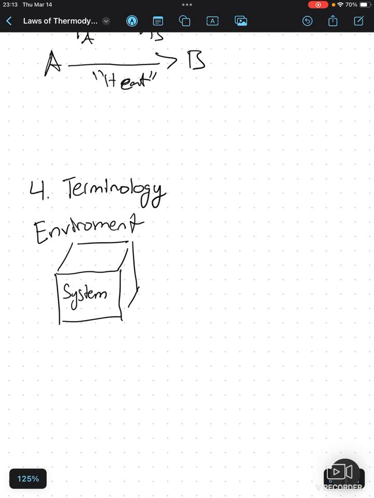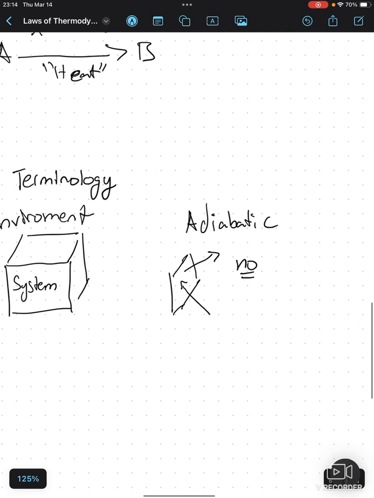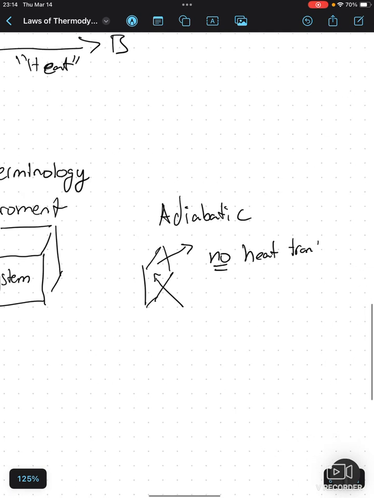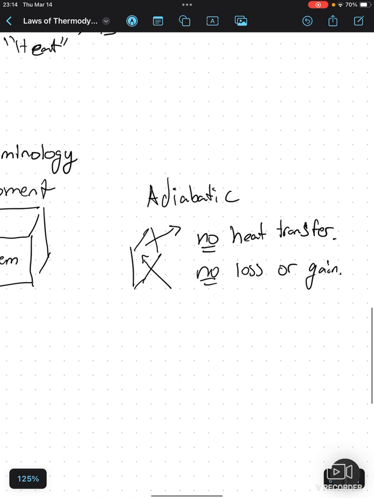So the next law. And we also want to talk about this term adiabatic. What does adiabatic mean? Let's just say we have some type of wall. Essentially, no heat can transfer. So there is no heat transfer, which means that there is no loss or gain at all. This is not common in nature.